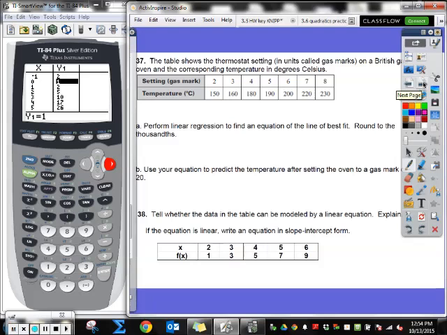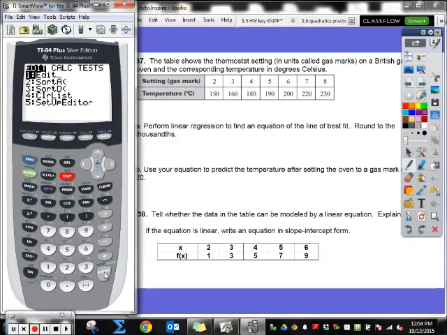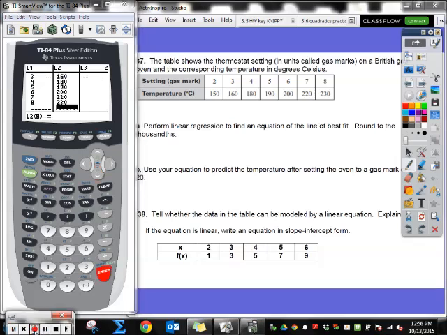On 37, we have a table with a thermostat setting in units called gas marks on a British gas oven and the corresponding temperatures in degrees Celsius. So first we need to perform the linear regression and find the equation of best fit, and then we're going to use that equation to make a prediction. So I'm going to go to Stat, then I'm going to hit Enter for Edit. I'm going to clear out my list. And now I'm going to pause the video to put in my data. You do the same. Pause the video and put in your data.